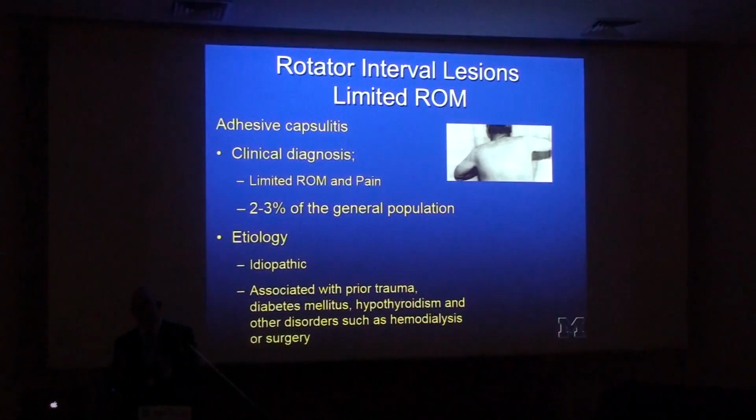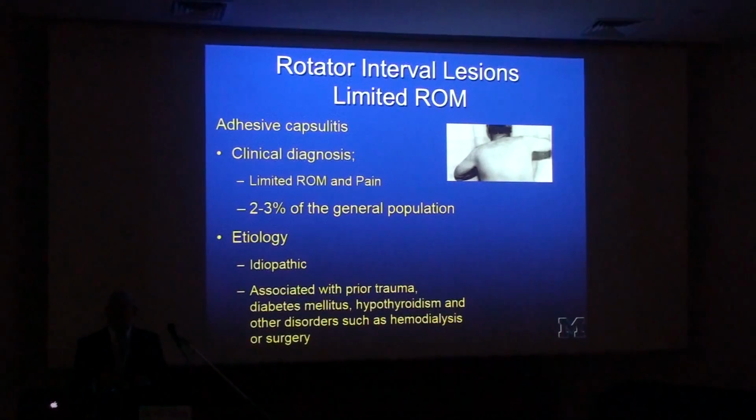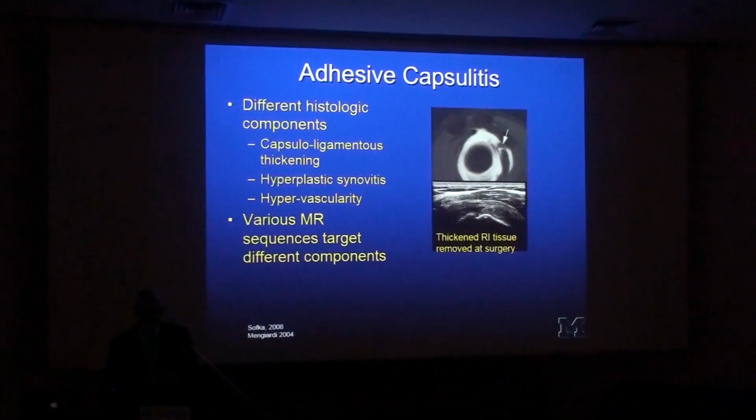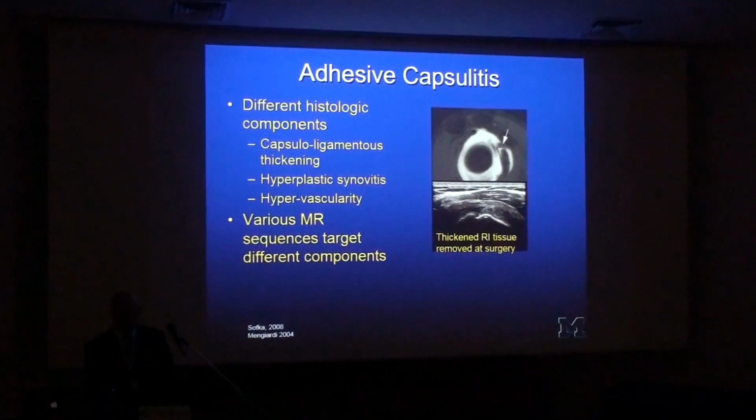At the other end of the spectrum of rotator interval lesions is adhesive capsulitis with limited range of motion rather than instability. This is typically accompanied by pain. It can occur in 2 to 3% of the population. It could be idiopathic or associated with systemic diseases, trauma, diabetes, and so on. What we typically see on histology and in arthroscopy is thickening of the capsule and ligamentous structures, hyperplastic synovitis, and hypervascularity, and various MR sequences target various manifestations of this adhesive capsulitis.